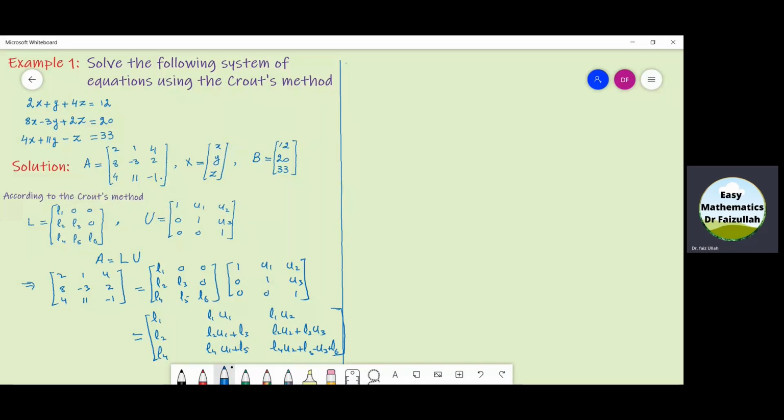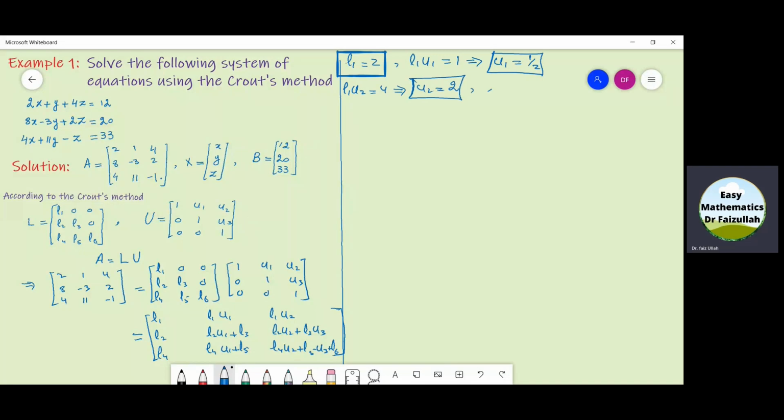Comparing the corresponding elements on both sides, we have L1 equal to 2, and then we have L1 U1, which is equal to 1, but L1 is 2, so we get U1 is equal to 1 over 2. And comparing the third one, we have L1 U2. This is equal to 4. But we can see that L1 is 2. So U2 is 2.